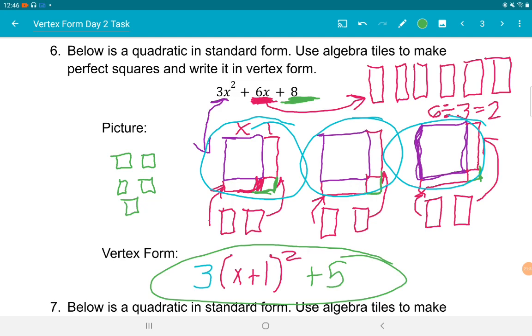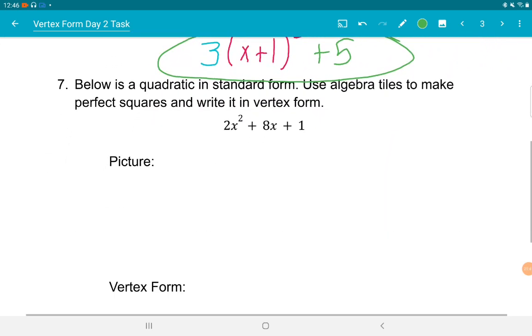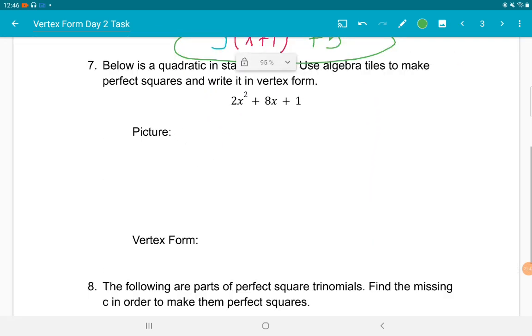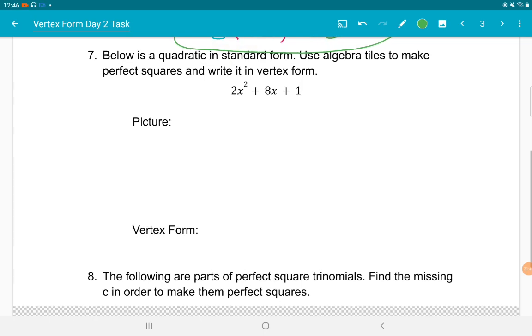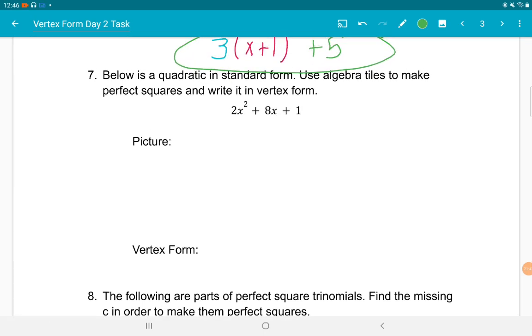Okay, let's go ahead and move on here. Let's do the same thing with this one, okay? So, what we're going to do is complete the square, and this time, how many squares are we going to make? Well, it's 2x squared, so we're going to make 2 squares, okay?